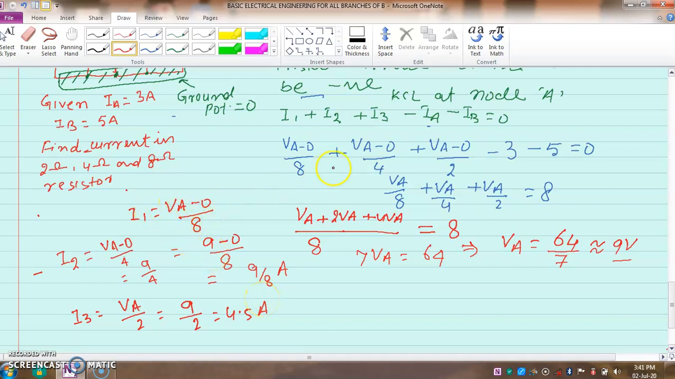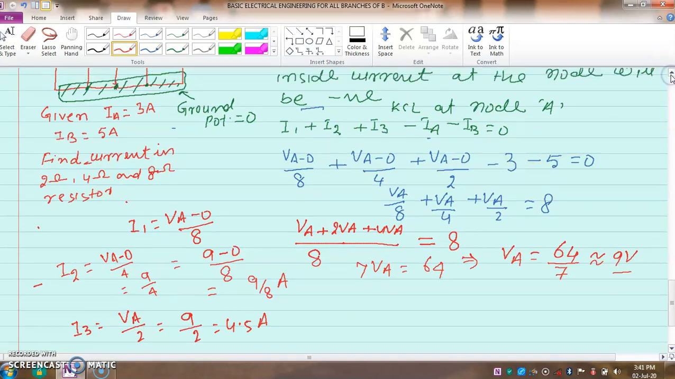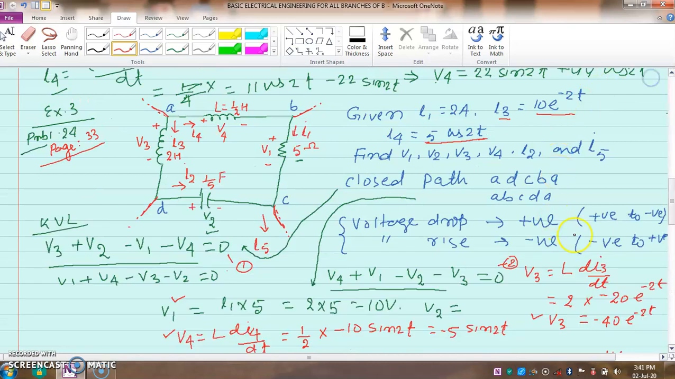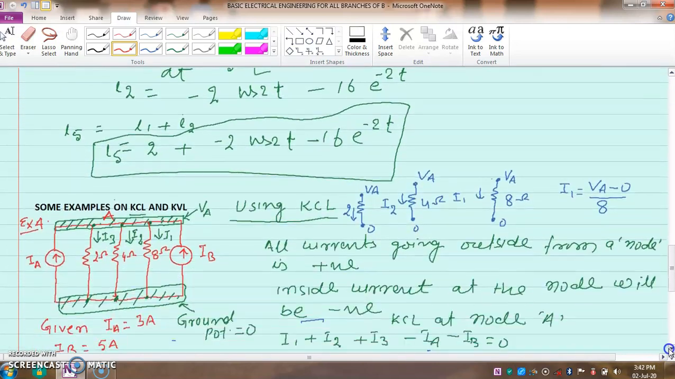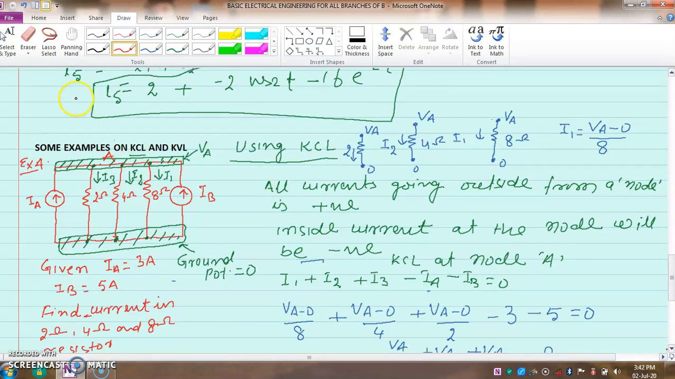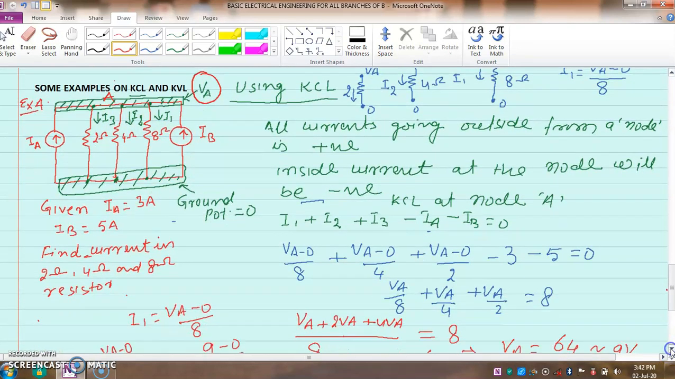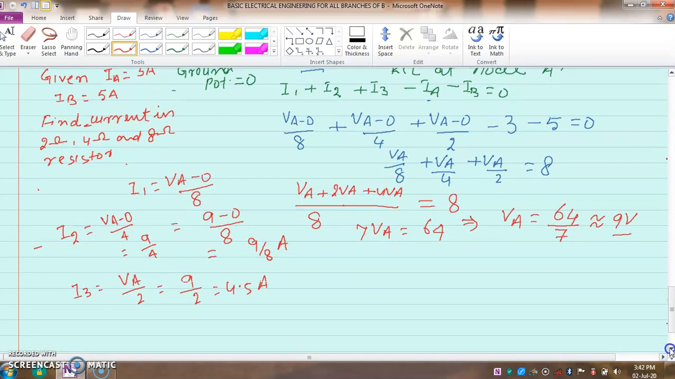So this relation is very interesting. Once you know the potential of a node, here you have only one node, this potential we can get very easily by the application of Kirchhoff current law. So you see, by the application of Kirchhoff current law, we have calculated the value of VA. Once VA is known, I1, I2 and I3 can easily be calculated. So now we will see one more problem, how we can find it if there is a resistance in between.